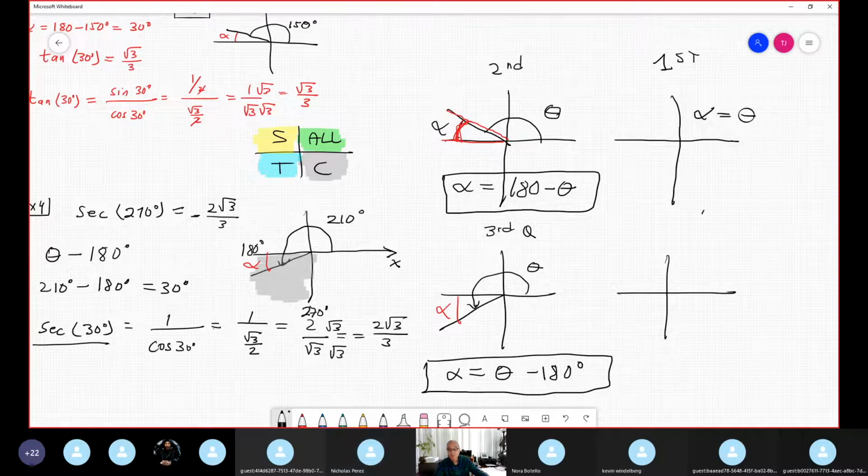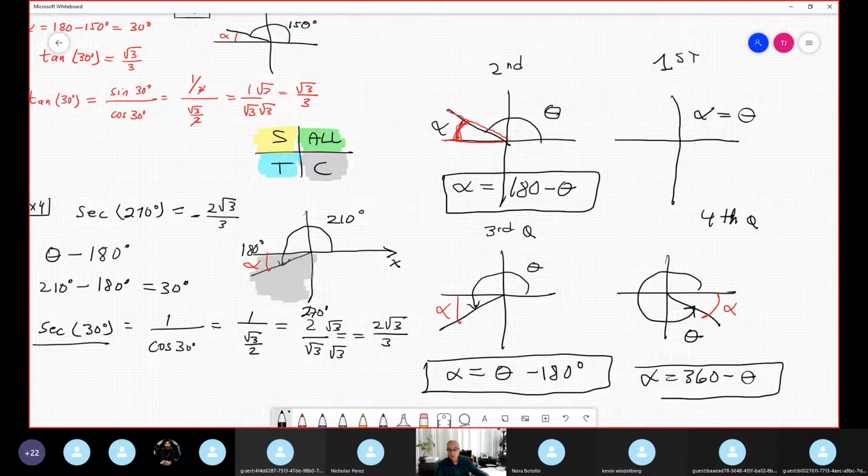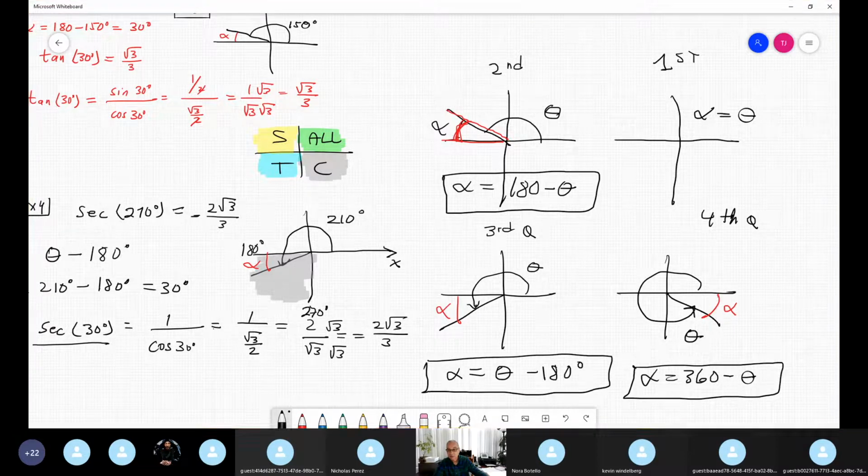And in the fourth quadrant, suppose here, this is my theta. The formula is alpha should be this angle. The formula is 360 minus theta. Exactly the same concept: the angle between the terminal side and the x-axis.